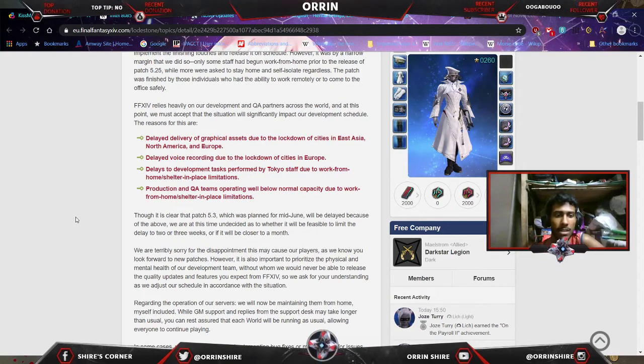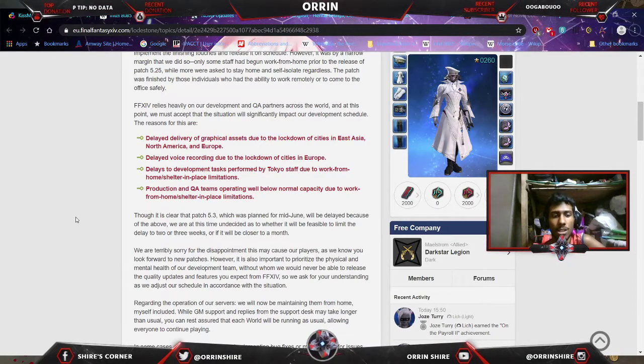Point number 3, delays to development tasks performed by Tokyo staff due to work from home or shelter in place limitations. As always, no matter how much work from home or sheltering in place is implemented, you cannot always take all the development kits and everything that is present in the company or in the studio to your home and continue the work as it was in the studio. And hence is the third point.